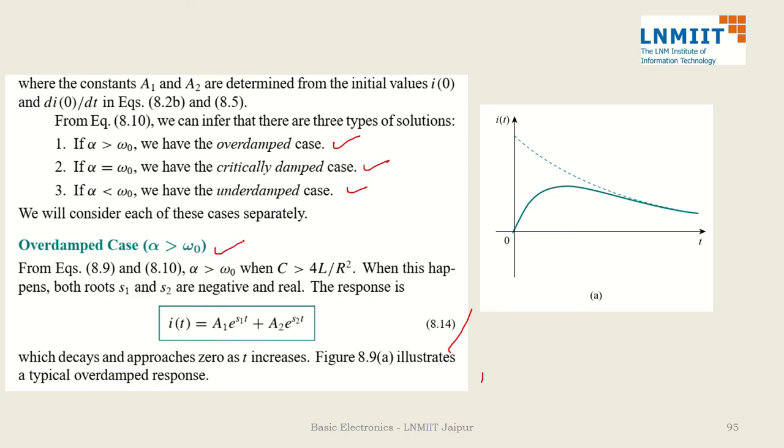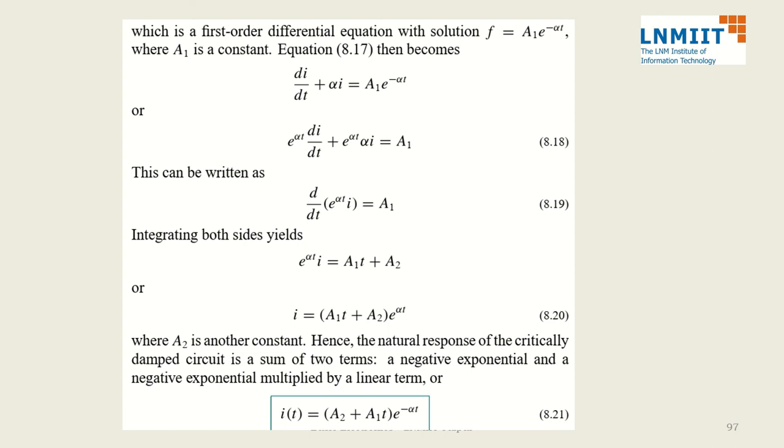If alpha is greater, I simply get A1 e raised to power S1t plus A2 e raised to power S2t. If alpha is equal to omega naught, my solution will be of the type (A1 t plus A2) e raised to power st, where s is equal to minus alpha. This should be minus. It's written minus here.